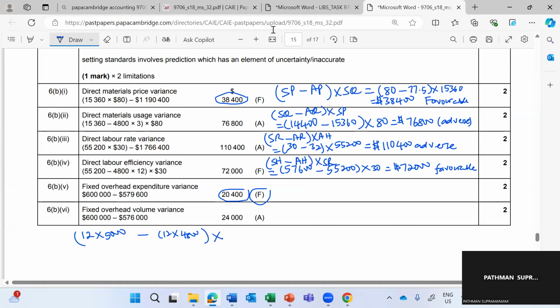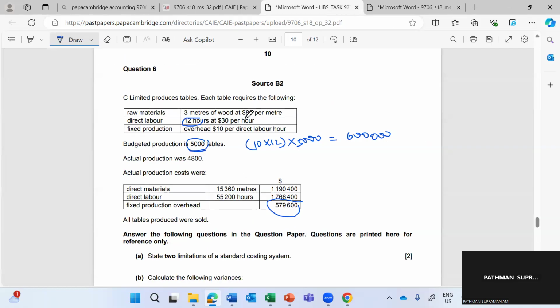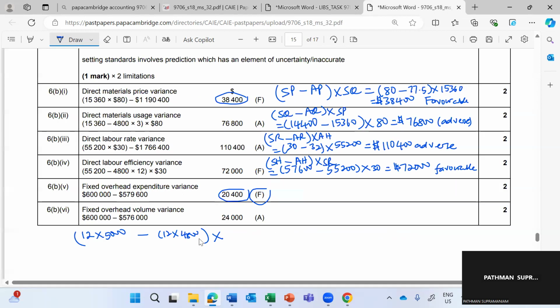Okay, then you multiply by the fixed overhead absorption rate per hour, which is $10. So this will give us an answer of $24,000. That's what you see here.